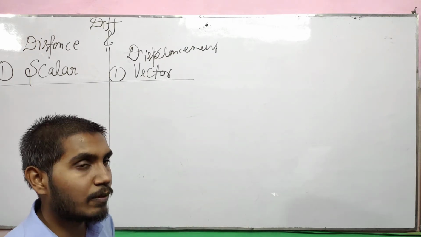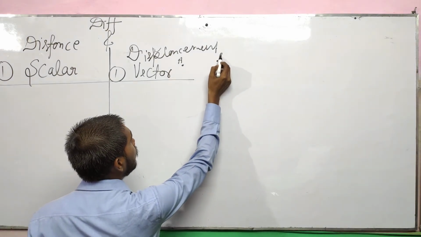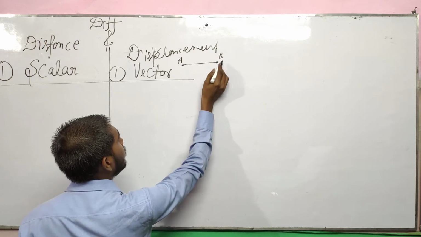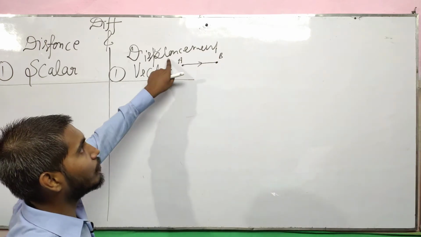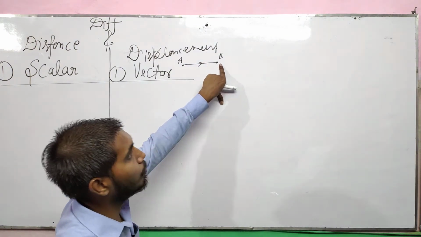What is the direction of displacement? The direction of displacement is from initial point to final point.